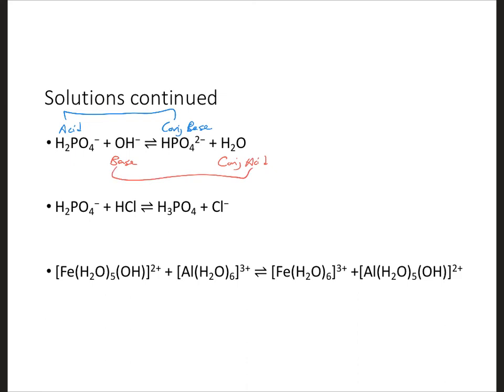Move on to the next example. H2PO4 this time is going to accept a proton, and so H2PO4 is going to start off as a base. Once it accepts that proton, it becomes H3PO4. That's going to be the conjugate acid. HCl was one of our strong acids, so it should hopefully stand out to us as an acid. And then once it loses that proton, it becomes a conjugate base.